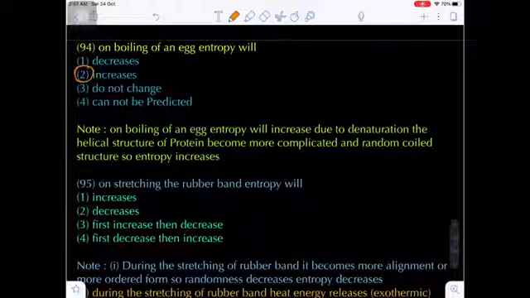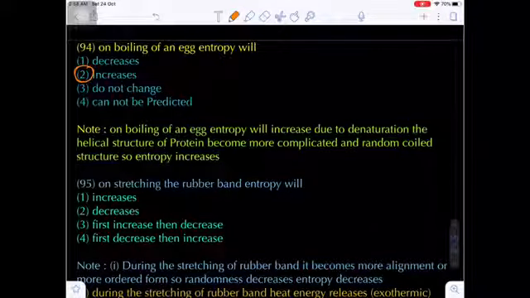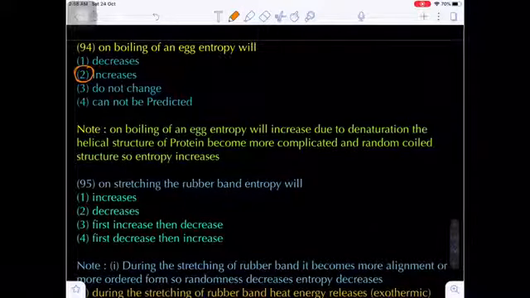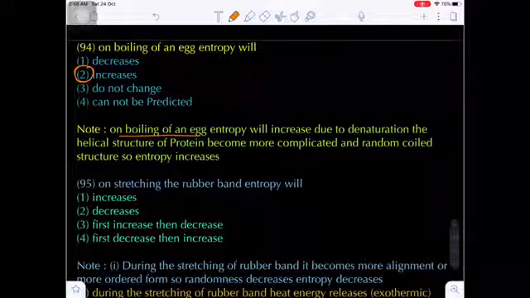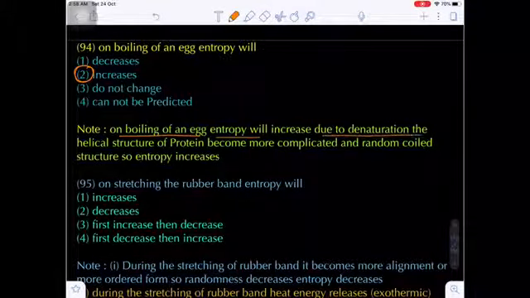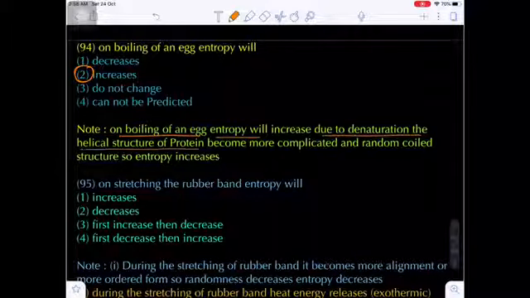Once again, I am repeating. While boiling of an egg, generally students think the liquid becomes solid, that means randomness decreases, so entropy has to be decreased. But this thinking is incorrect. Actually, what happens during the boiling of an egg? Do you know egg is a protein? Entropy of the boiled egg increases. This is the reason, because of the denaturation of the helical structure of a protein.